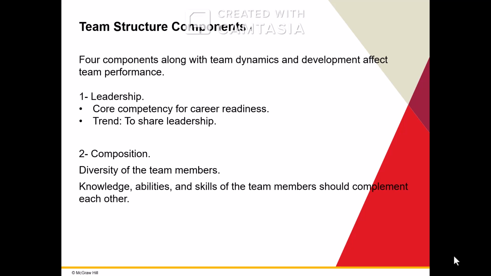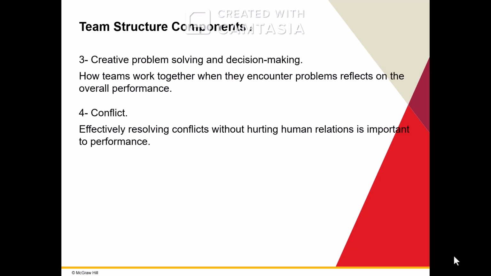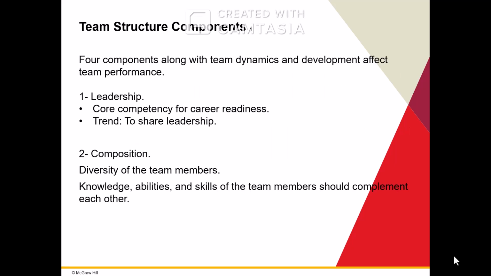So talking about team structure components, 4 components along with team dynamics and development affect team performance, which are leadership, composition, creative problem solving and decision making, and conflict. Leadership is one of the components that affect the performance of a team, because a leadership style will affect the whole team, will direct the whole members of that group, of that department, will tell them how to do things, and the way of doing things by end of the day will result in a certain level of performance.